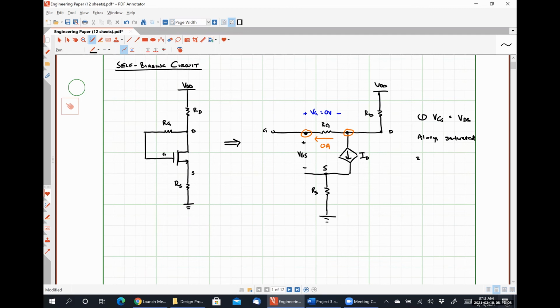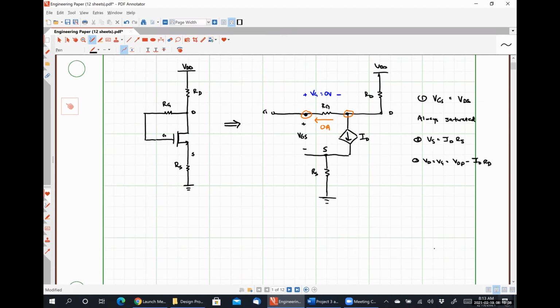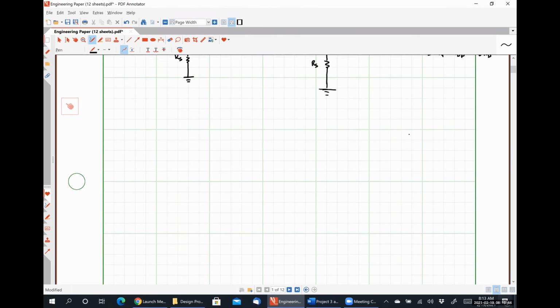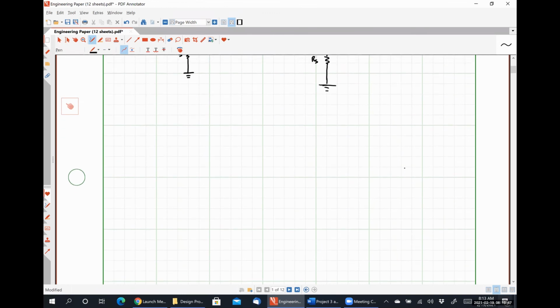All right, our second relationship that we can observe here is that our voltage Vs is simply ID times Rs. And our third relation then, VD is equal to VG, is simply VDD minus ID RD. So we now know what voltage we have at all of our different terminals, so we can develop our fundamental equations.